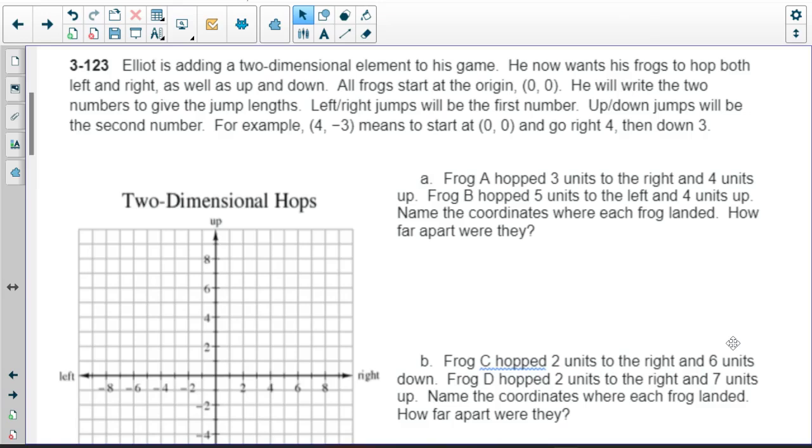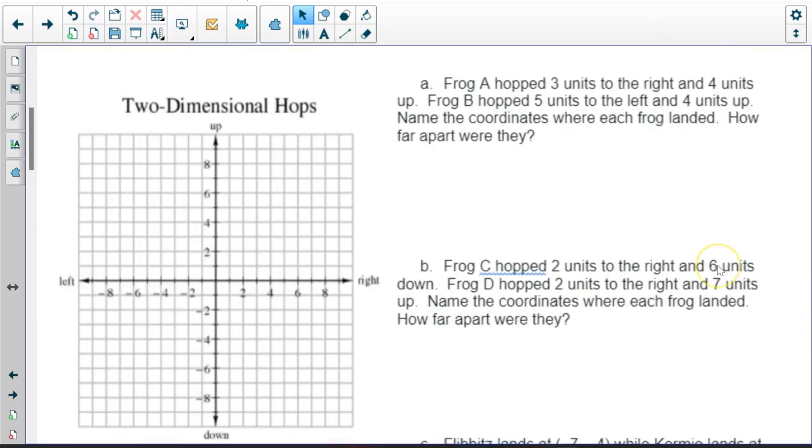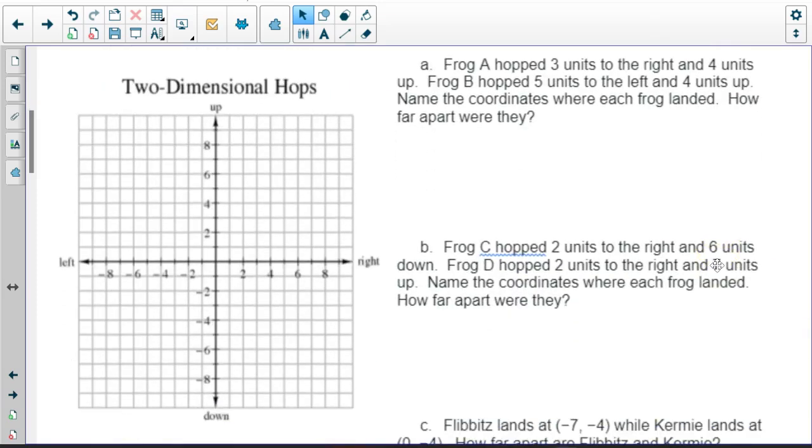Left and right jumps will be the first number, which is your x coordinate, and up and down will be your second number, which will be your y coordinate. So for example, 4, -3 means we always start at 0, 0, and then we go right 4 and down 3. So let's look at the first problem.